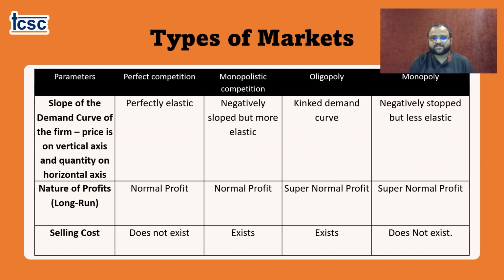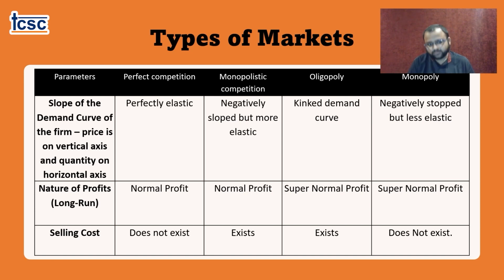So how is your demand curve? In perfect competition, it is perfectly elastic. In monopolistic, it is more elastic. In oligopoly, it is kinked. So it is elastic and then inelastic. While in monopoly, it is less elastic.